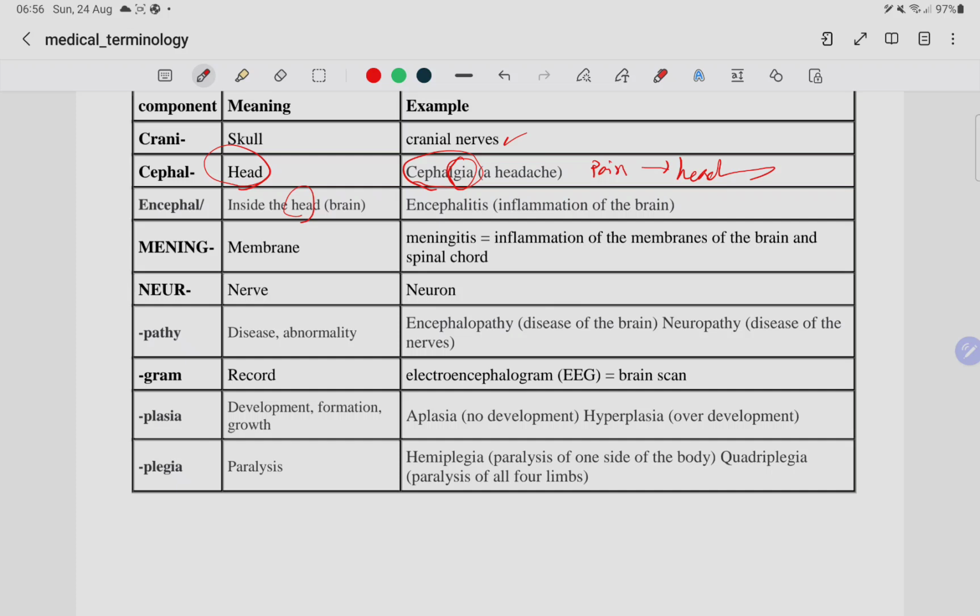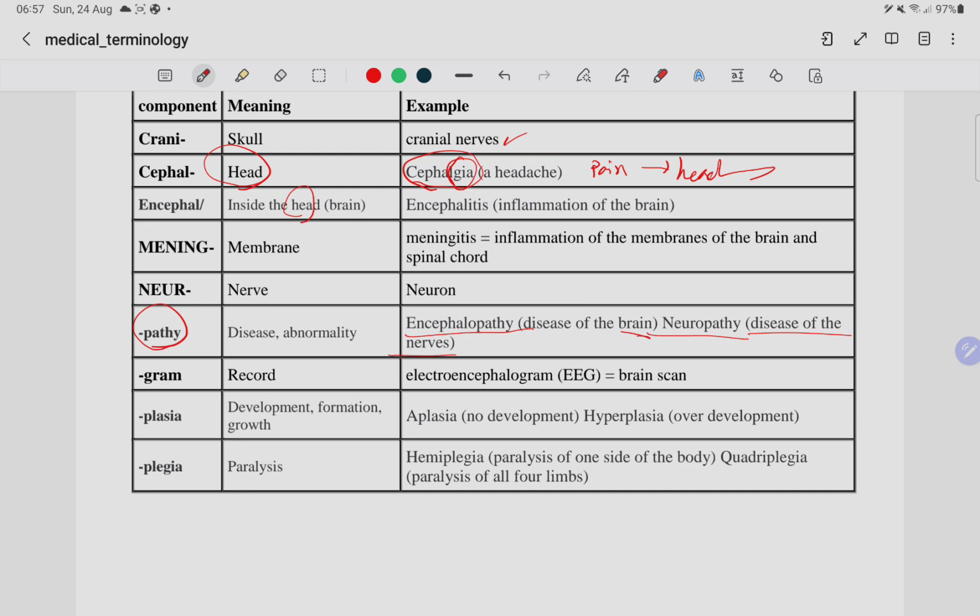Okay, neuro means nerves, and pathy means disease or abnormality. So encephalopathy means that there is an abnormal lesion in the brain. When I say neuropathy, there is a disease or abnormal lesion in the nerves.